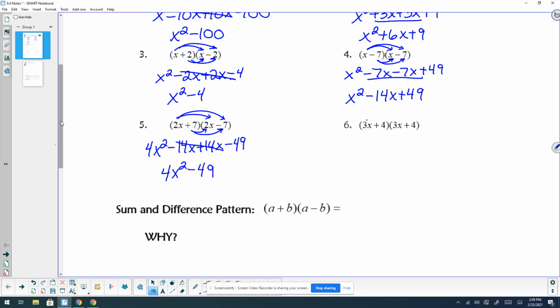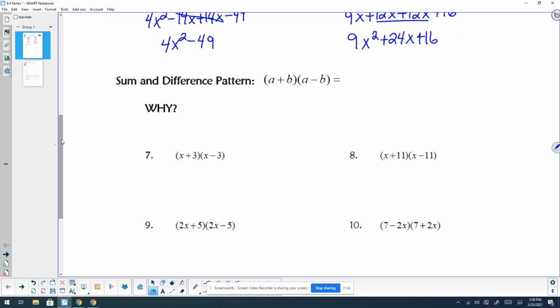The last one on the right, 3x times 3x is 9x. 3x times 4 is 12x. 4 times 3x is 12x. 4 times 4 is 16. I can combine these two. Oh, sorry, 9x squared. I apologize. I think I had it everywhere else was right. 9x squared plus 24x plus 16. Now, we're going to go back and look at those here in a second.